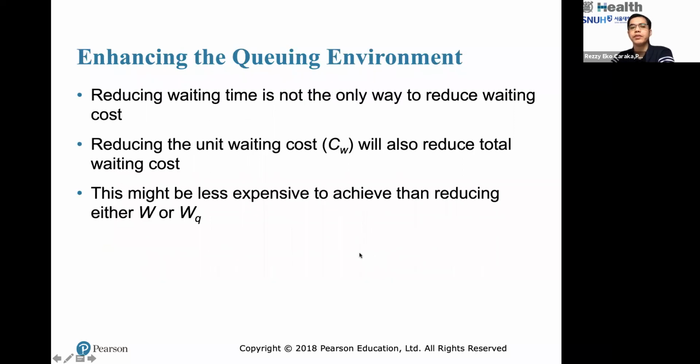Here we have the issue of how to enhance the queuing environment. First, reducing waiting time is not the only way to reduce waiting costs. Second, reducing the unit waiting cost will also reduce total waiting cost. And the last point is that this might be less expensive to achieve than reducing either W or WQ. So these are ways to enhance the queuing environment, or to enhance the line process in our queue.